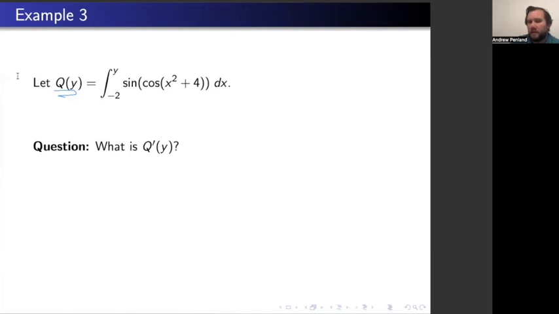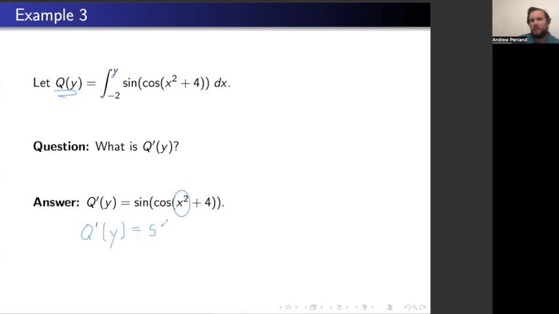And the answer is, uh-oh, there's a mistake here. Look carefully. This should be sine of cosine of y squared plus 4. Q is a function of y, and that's what changes as we change this variable. Then the derivative should also be a function of y. So be very careful here.